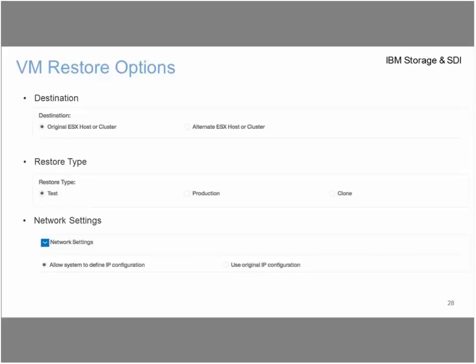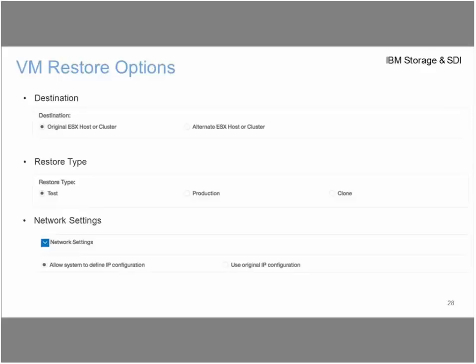The only caveat here, obviously, is that you need to have discovered or added that virtual environment, vCenter or Hyper-V server, to Spectrum Protect PLUS. Otherwise, we don't know anything about it. So it does have to have been added as a resource within Spectrum Protect PLUS. Next, I have the restore type, and there are three different restore types: a test restore, a production restore, or a clone restore. We're going to talk about that in a moment.